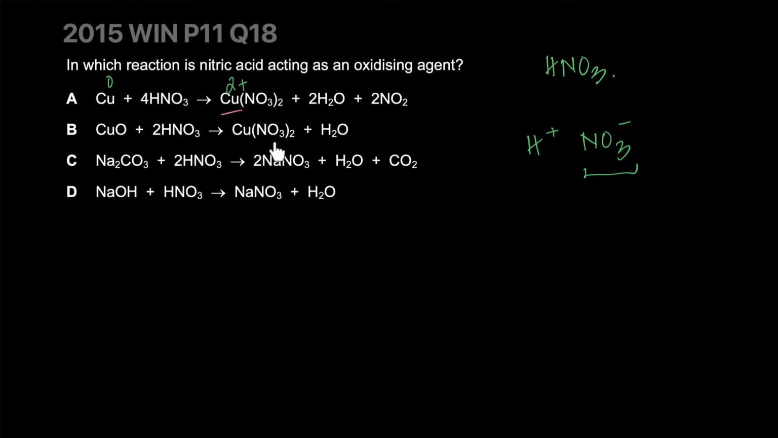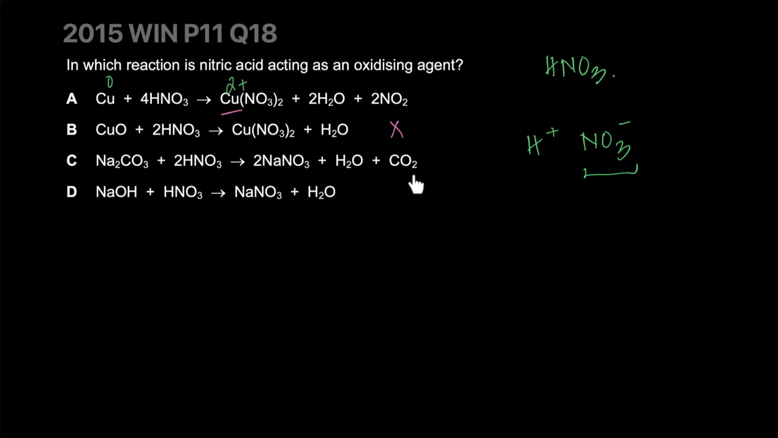In B, we see that the charge is not changing for anything. Nitrate ion over here has a minus charge, over here still has a minus charge. Hydrogen, hydrogen, water again, right? Copper is 2 plus over here. Copper, you'll realize, because of the -2 oxygen, is also 2 plus. B is out.